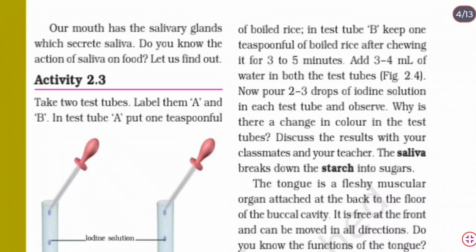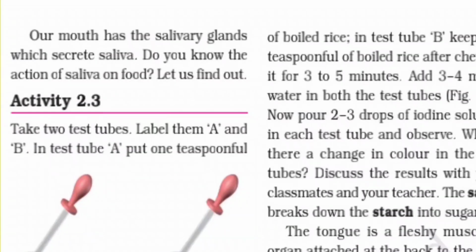Do you know the action of saliva on food? Let us find out. Activity 2.3. Take two test tubes, label them A and B. In test tube A, put one teaspoon of rice. In test tube B, keep one teaspoon of boiled rice after chewing it for 3 to 5 minutes. Add 3-4 ml of water in both test tubes. Now pour 2 to 3 drops of iodine solution in each test tube and observe. Why is there a change in color in the test tube? Discuss the result with your classmates and your teacher. The saliva breaks down the starch into sugar.